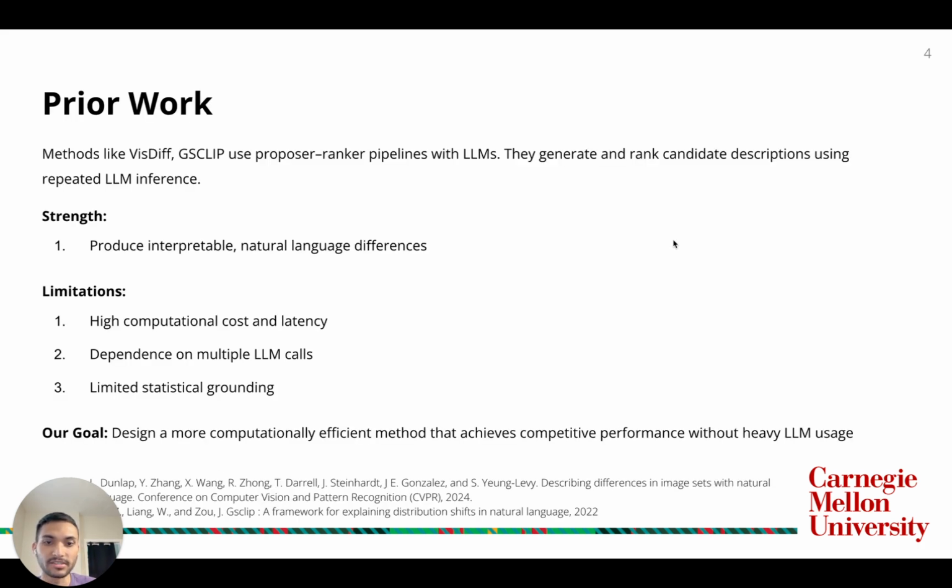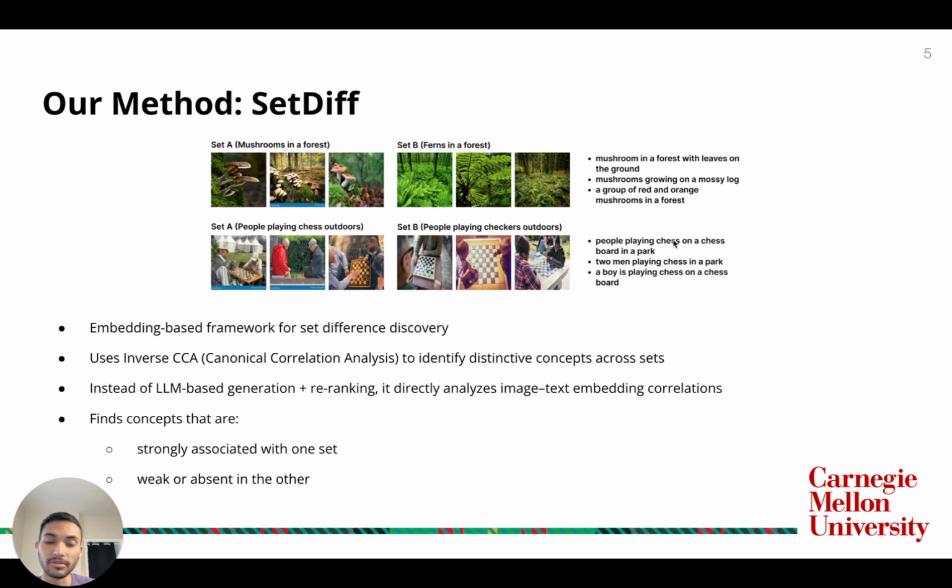Now, let's take a look at some of the prior work. Methods like VisDiff and GSClip use LM-based proposer-ranker pipelines. They produce good descriptions, good differences, but are expensive, slow, and rely on multiple LM calls. So our goal is to design a more efficient method with similar performance without heavy LM usage. So now moving on to our method, which is SetDiff.